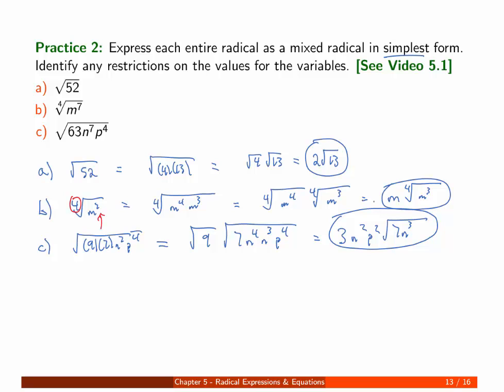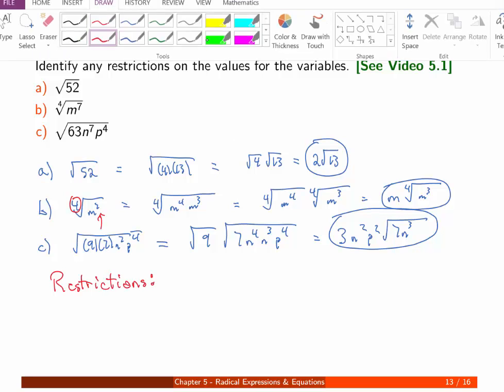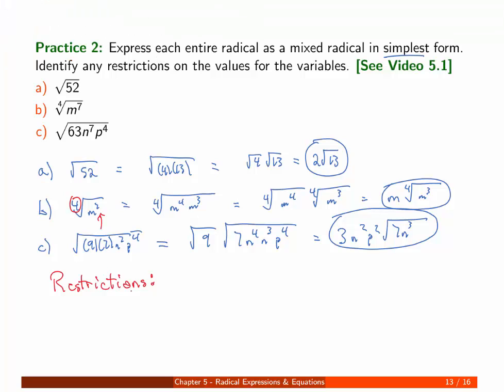Now let's state some restrictions. I guess I always do that at the end. Okay, restrictions. Oh yeah, look at that writing. There we go. Maybe I'll keep it in red. Restrictions for A, well, there's no restrictions because there's no variables. For B, even index. Therefore, we really want m to the 7 to be greater than or equal to 0. So take the 7th root of both sides, and m has to be greater than or equal to 0. Okay, that one's pretty easy.